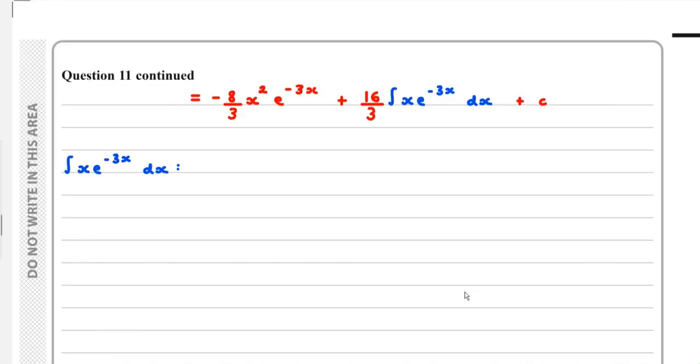So the integral of x e to the -3x with respect to x, well, u will equal x, v dash will equal e to the -3x, u dash is equal to 1, v is equal to -1/3 e to the -3x. So now we have enough information to work out the integral of x e to the -3x with respect to x.